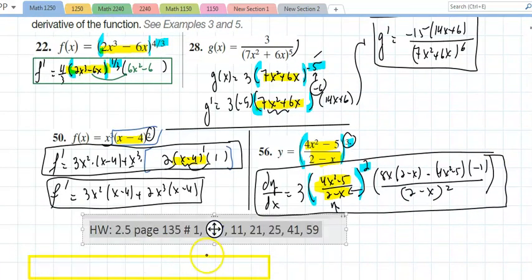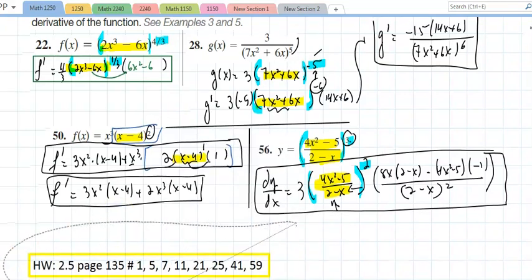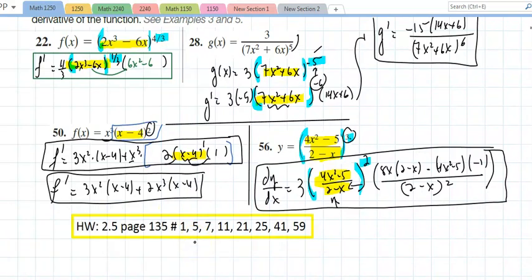Now, I am limiting the homework. I should give you a lot more than this. I don't want you to do busy work. If you feel like you did this homework and you're still hazy about this, you should do more. But this is the bare minimum.